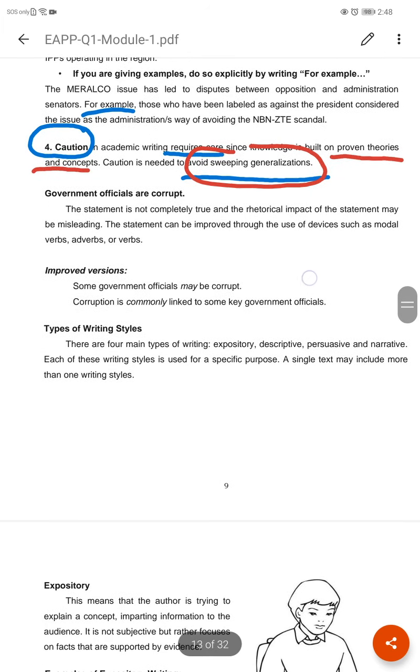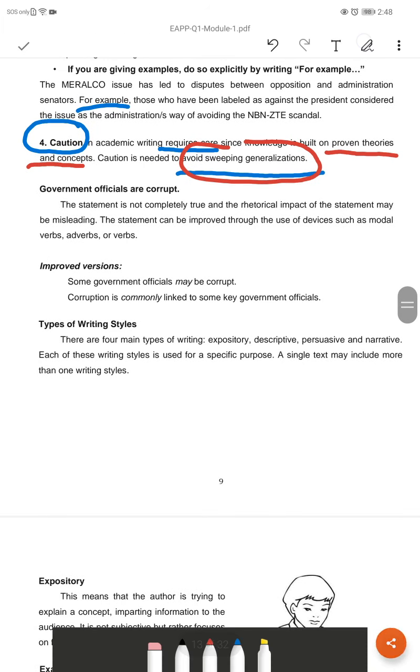For example, when you say government officials are corrupt, it may be true, but it is also a sweeping generalization, meaning it can't be proven. Yes, there may be government officials which are corrupt, but not all of them are corrupt. Okay? So it is not safe to say that government officials are corrupt. Because again, not all government officials are corrupt.